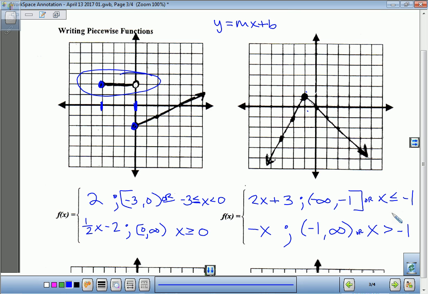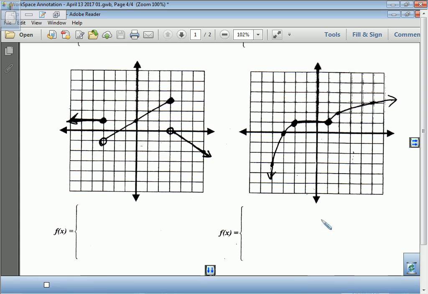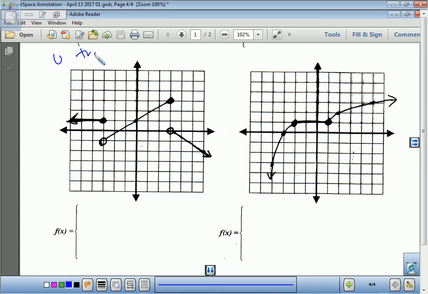Both of them can't have a closed circle? Correct. We have to give it to one equation or the other. So there are two right ways to do this problem. All right, you try. And if you're not sure what to do, you ask.